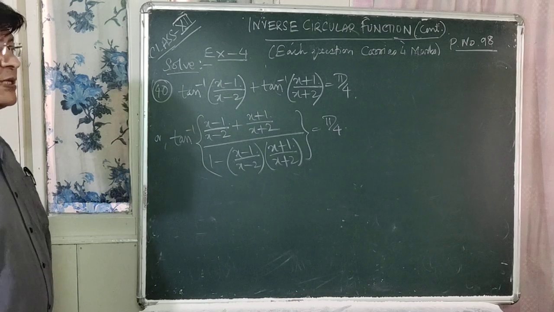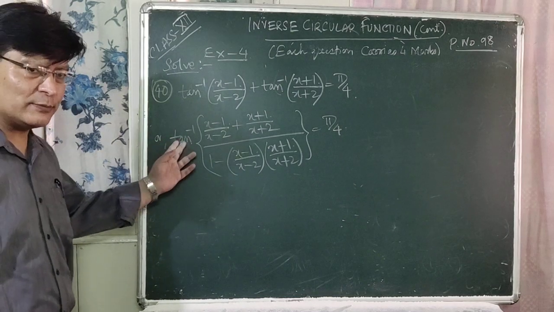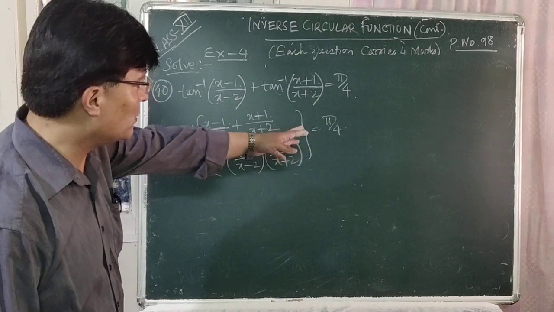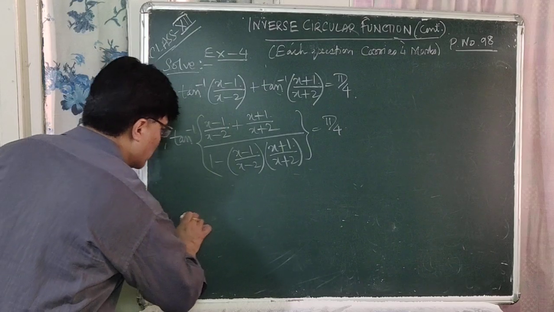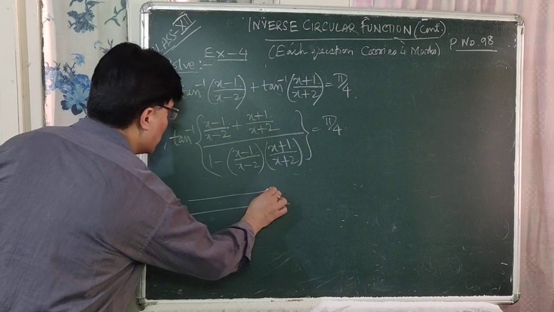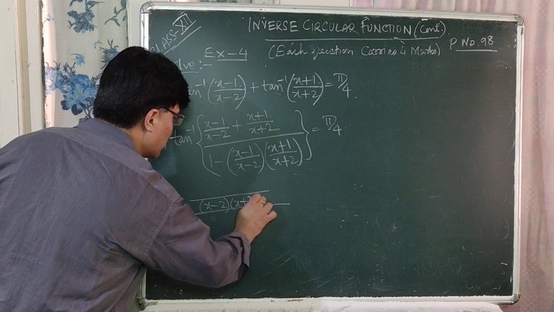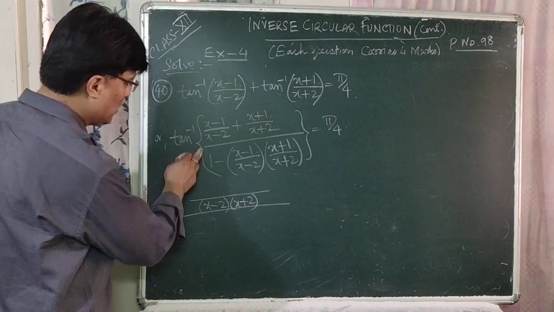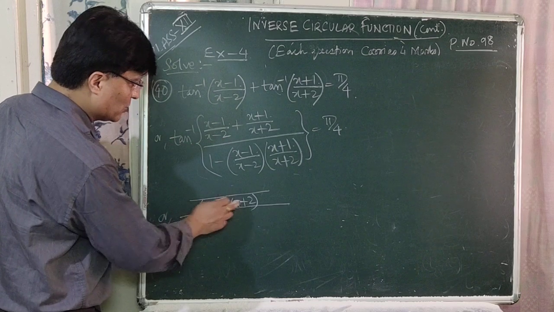Now what will you do in the next step? In the next step, you can take this tan inverse to the right hand side, isn't it? It becomes tan pi by 4 on the right hand side. So let us simplify the expression within second bracket. So what's the LCM here? X minus 2 into x plus 2 is the LCM. So this LCM is divided by x minus 2. X minus 2 gets cancelled, you will get x plus 2.